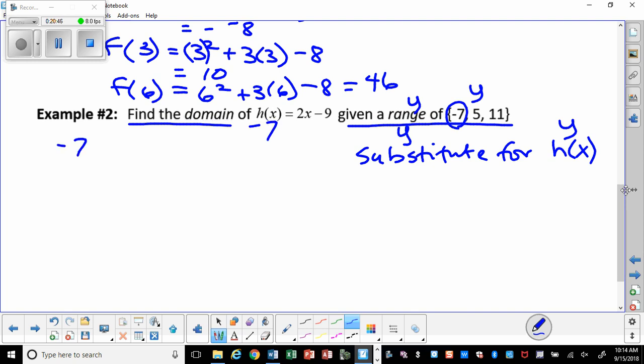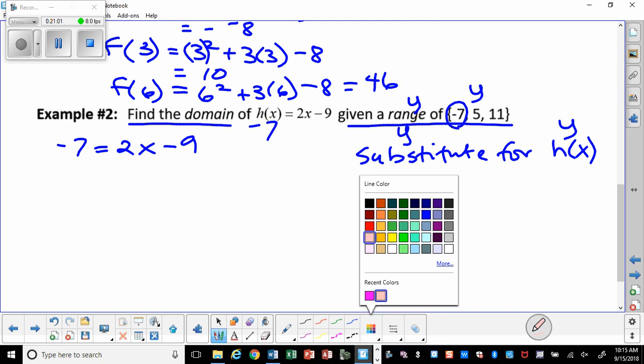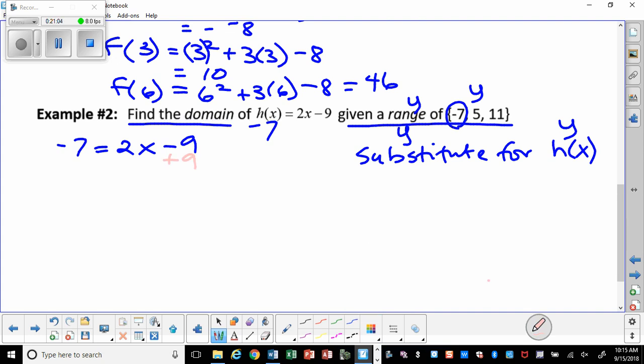I'm going to say -7 equals, and this always messes everyone up. We're always used to substituting in for x. So you have to be really careful when you're reading these problems. And then you just solve it just like you always do. Using your properties, adding 9, 2x equals 2, divide by 2, x equals 1. So that is the first element of my domain.